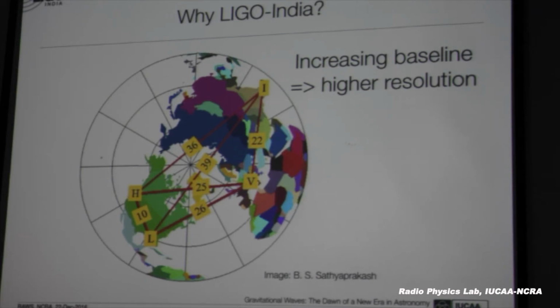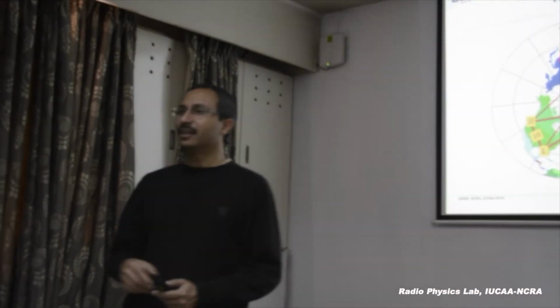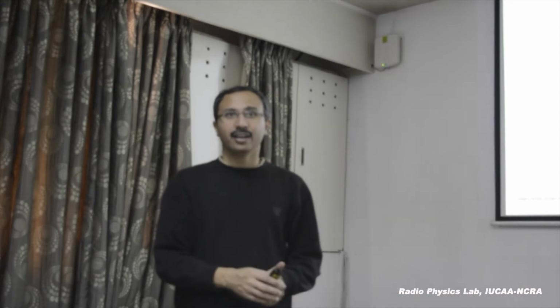So it will be a very important detector. Many times people ask, will the LIGO India detector be as important as the US detector? My answer is that, assuming all the detectors are working with similar sensitivity, if one of the detectors goes off, how much sky coverage do you lose? If you calculate that, if LIGO India is off, then you lose the maximum amount of sky. So it will be one of the most important detectors if we can make it work.